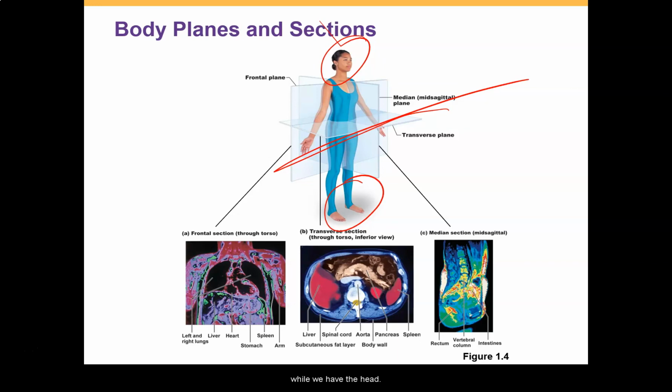Well, we have the head at the top, but we don't have the head at the bottom. We got feet at the bottom. So we have the head on one side, but feet on the opposite side. So there is no bilateral symmetry across the transverse plane.